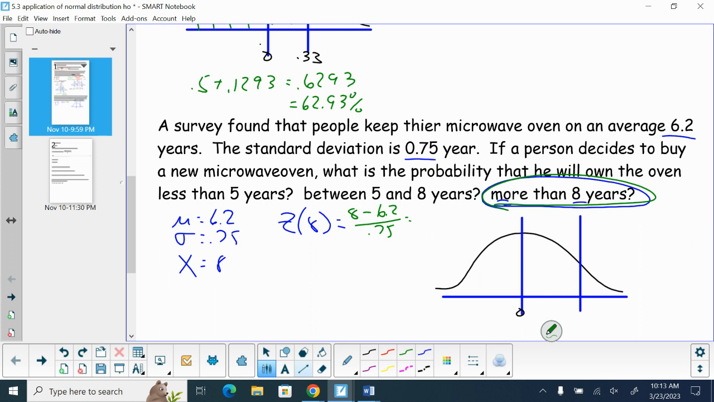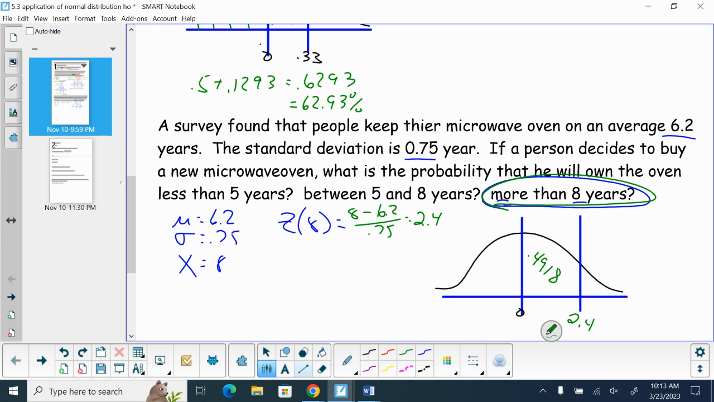So what do you get for your z-score? 2.4. And then your table value? 0.4918. Good with that? Everybody find that? Go to 2.40, 0.4918.